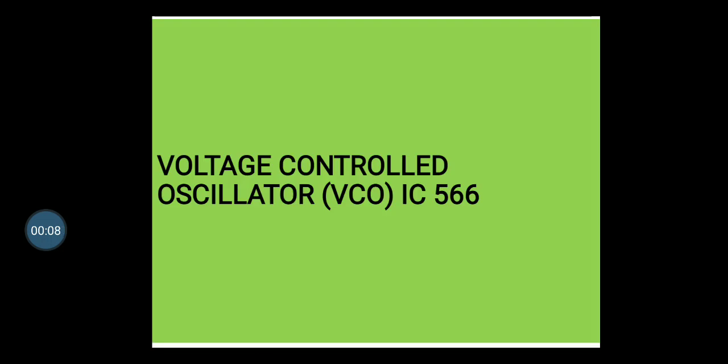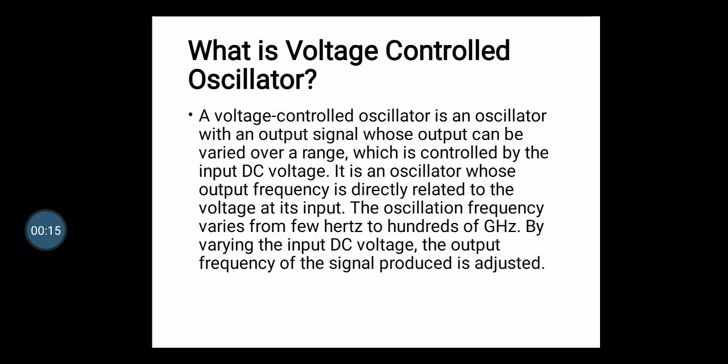Our topic today is the voltage controlled oscillator IC566. So what is a voltage controlled oscillator? The generation of signal is the basic requirement for a wide variety of applications. Hence a number of manufacturers fabricate a selection of integrated circuit oscillators and function generators on a single chip. Two of the popular ICs are the voltage controlled oscillator and the phase lock loop ICs.